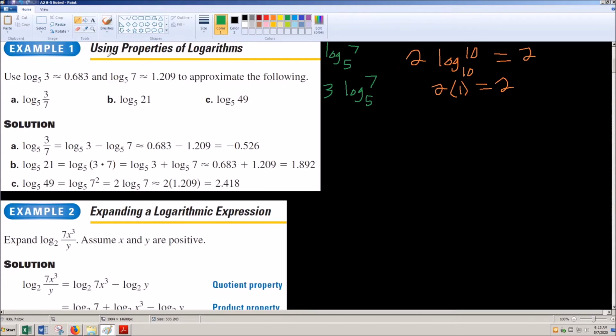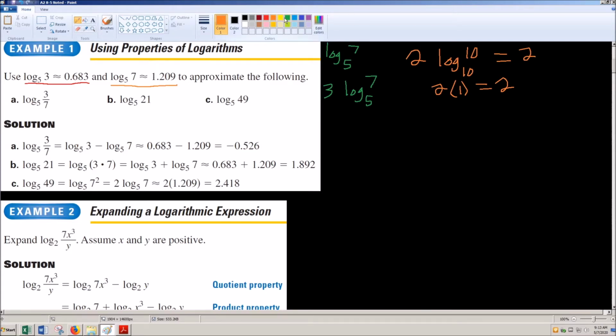So here we're just going to use a couple examples to illustrate this. The first one here, I have log base 5 of 3/7. It's telling me that log base 5 of 3 is this number. It's telling me that log base 5 of 7 is this number, and we just want to approximate the following. So basically what this is saying is, hey, you don't know how to do the change of base formula yet, so just use these values as placeholders. Again, we will get to a point very shortly where we can do our change of base and figure out what any of these things are, but for right now it's just telling us, okay, this is this value and this is this value here.